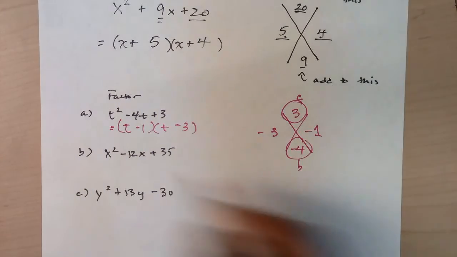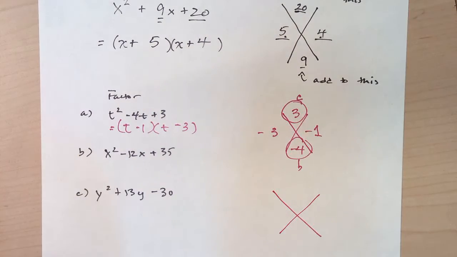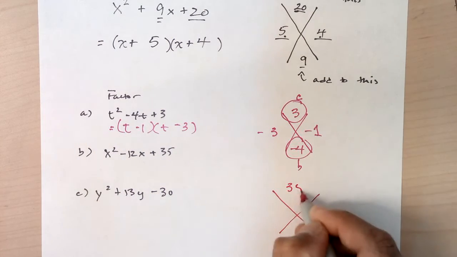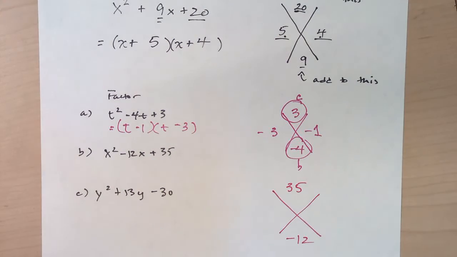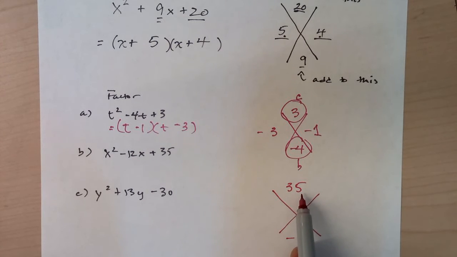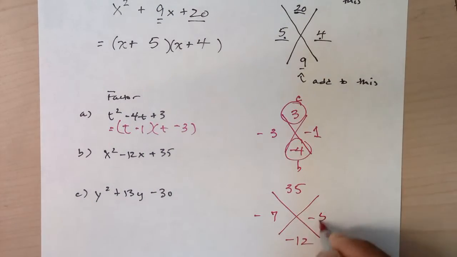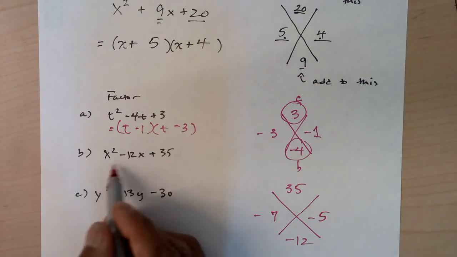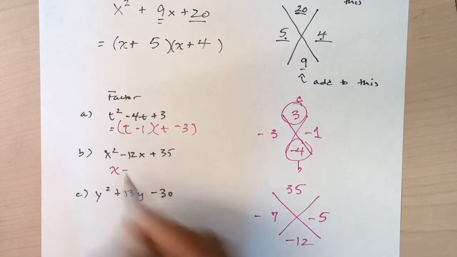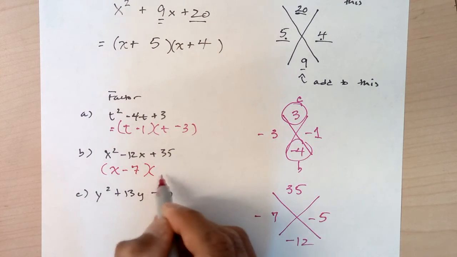And then on B, here's what we can do. If you prefer the diamond method, then what should go on top is 35. What should go on the bottom is -12. I want to find two numbers that multiply to a positive 35 and add to -12. You should be able to figure out that both of the numbers should be negative. And then what multiplies to 35 and adds to -12? There's not too many factors of 35. It's -7 and -5. So x squared minus 12x plus 35 would factor into x minus 7 times x minus 5.